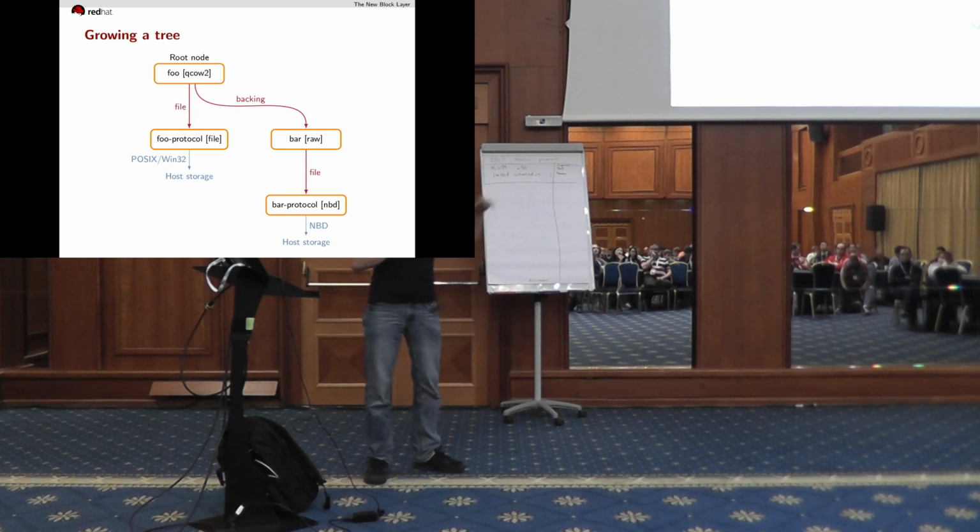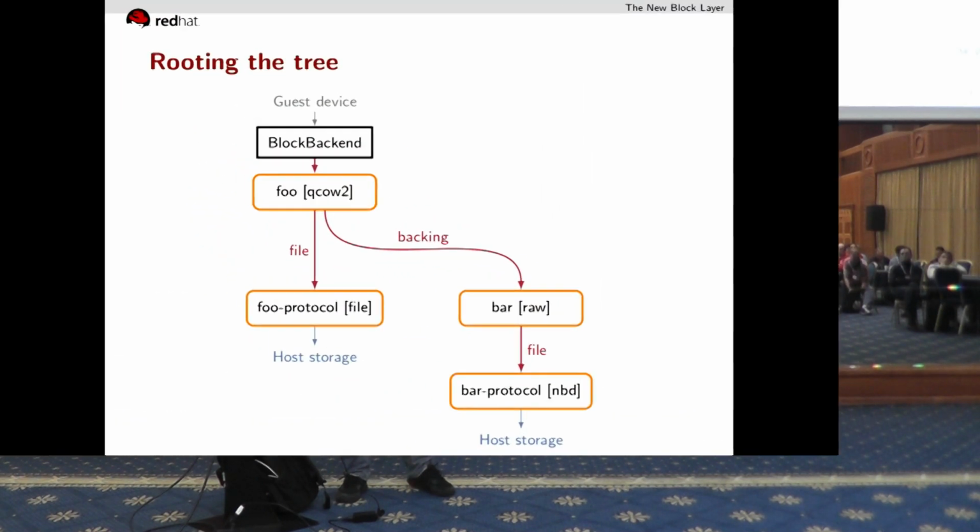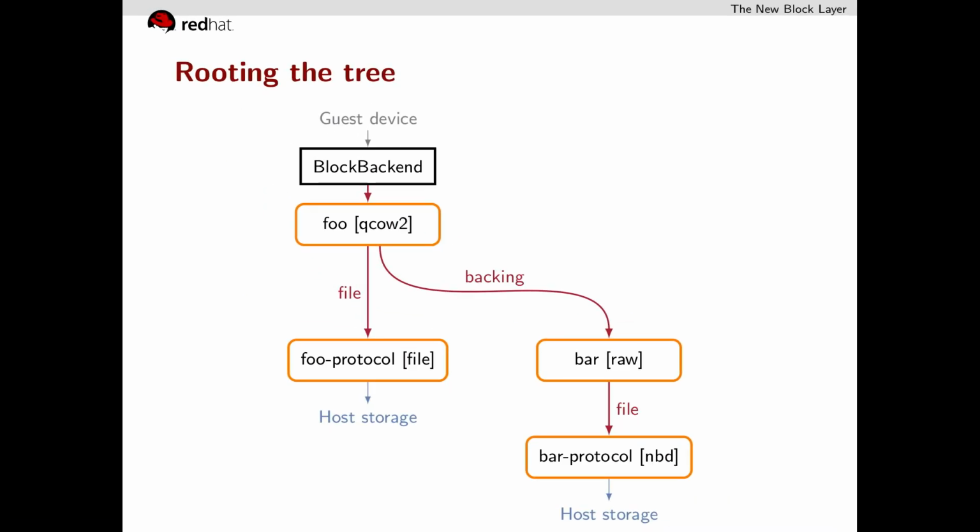Then the QCOW2 node is the root node because it does not have any nodes as its parent, which also means that it's not very useful because only parents generate new requests, so there won't be any requests in this graph, so it will not actually do anything. So let's root our tree. That's connected to a guest device.